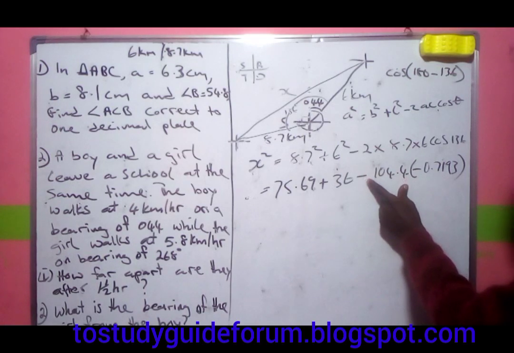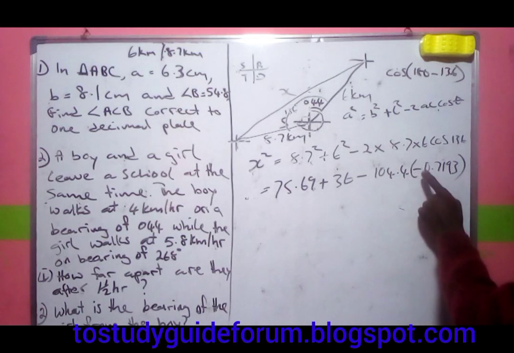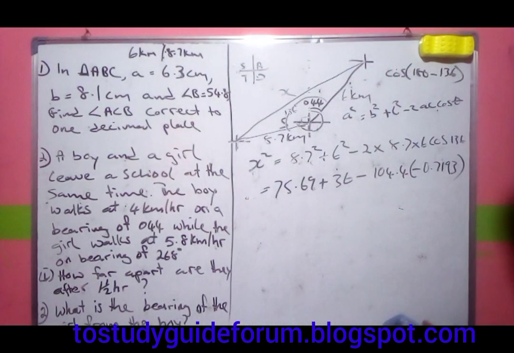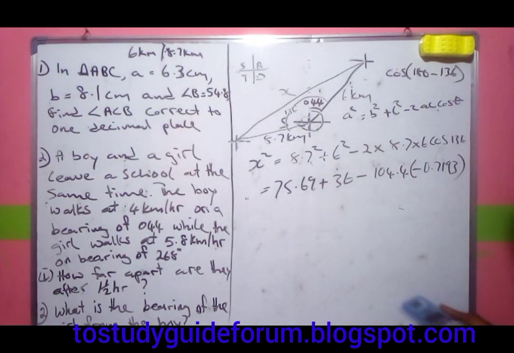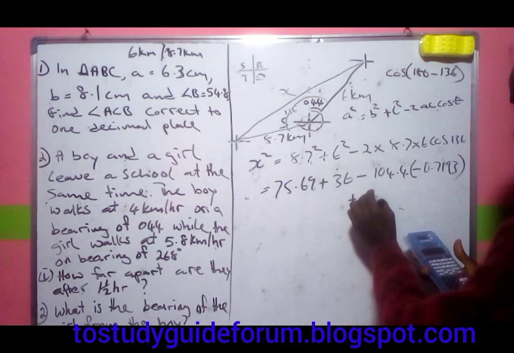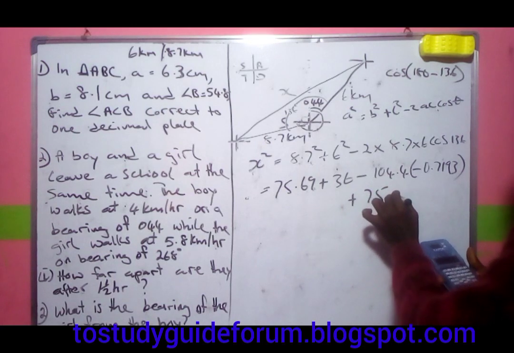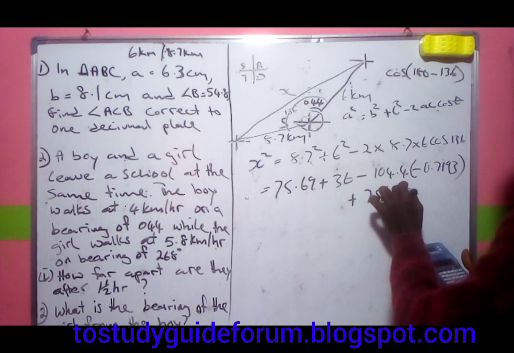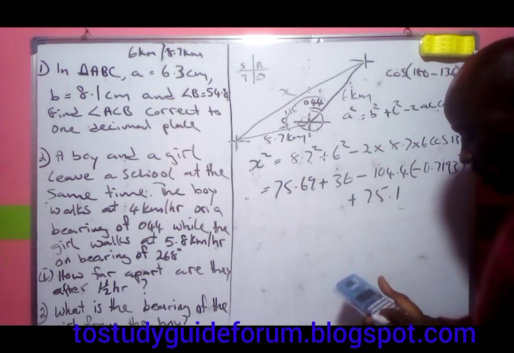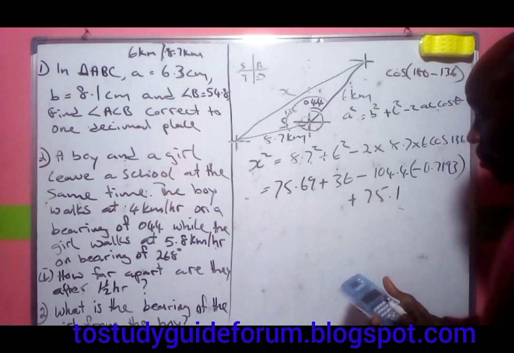When this angle minus 104.4 multiplies the value of our sine, the sign will change. What we have will give us plus, make it just 1. So the other one we have is 75 points plus.